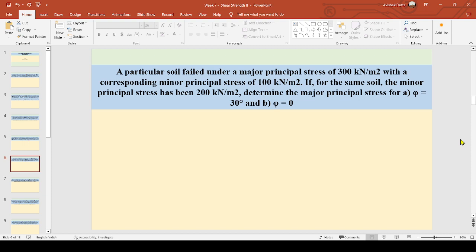So the soil failed when the major principal stress was 300 and the minor one was 100. Now, if the minor is changed to 200, we have to find the major principal stress for two conditions. First condition, when phi, the angle of friction, is 30 degrees, and second condition, when phi, the angle of friction, equals 0.